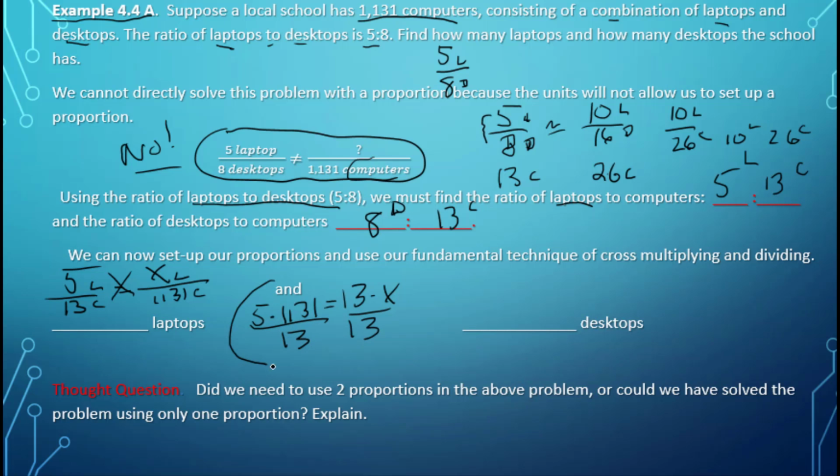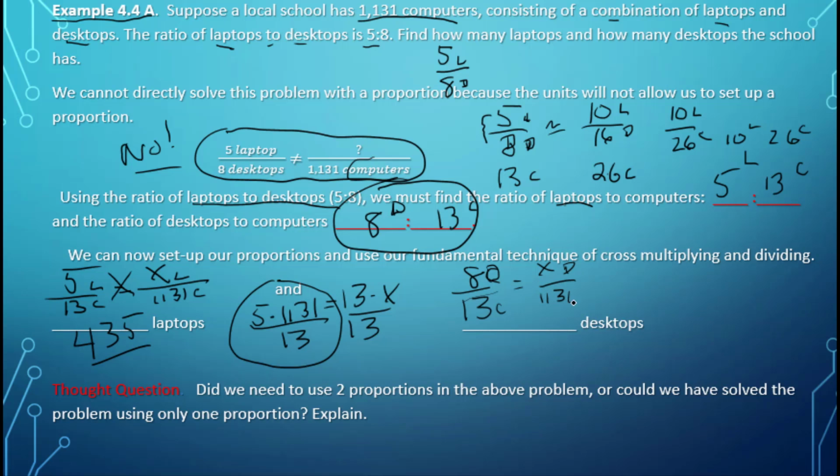Now let's go on our calculator and see how many laptops we have. And I'm getting 435 laptops. Now I could do the same thing with desktops using the ratio here. 8 to 13, which is desktops to computers, is X desktops over 1131 computers.